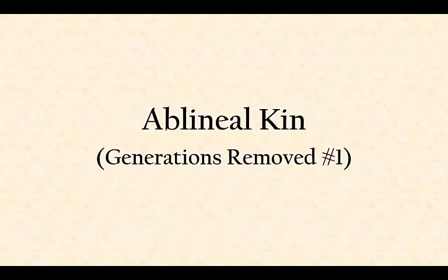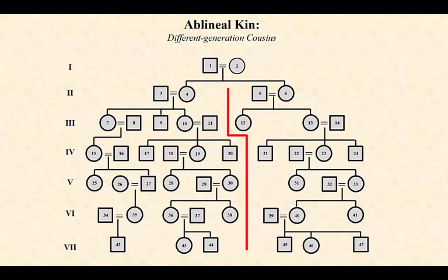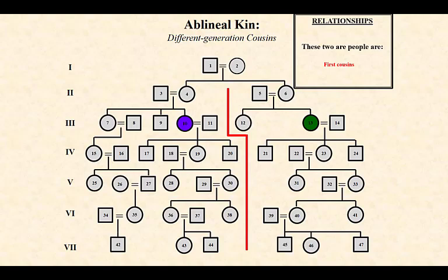Now let's look at ablineal kin, generations removed. This is example number 1. Here we again note the 2 collateral sides of our chart. We start with first cousins, number 10 and number 13, and work downward generation by generation on the right side, holding number 10 fixed. So the daughter of number 13, relative to 10, is first cousin once removed. Her daughter, number 33, relationship to 10, is first cousin twice removed. Then her daughter, number 40, relative to 10, is first cousin 3 times removed. And finally, her daughter, number 46, this relationship to 10 is first cousin 4 times removed.